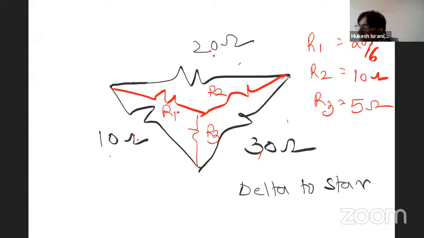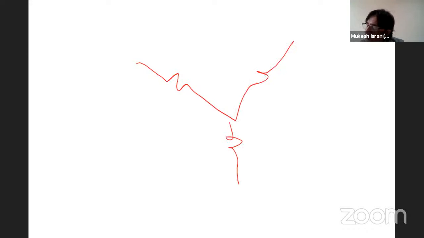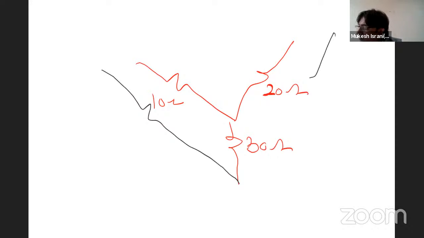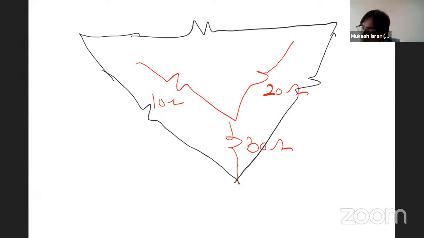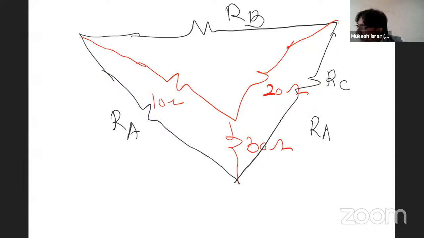Can we go reverse now? We'll take a new sum. Let's say I give you these three. This is 10 ohm, this is 20 ohm, and this is 30 ohm. And I ask you to get me the delta. So now I need to know what is RA, RB, and RC. I need the values of these.